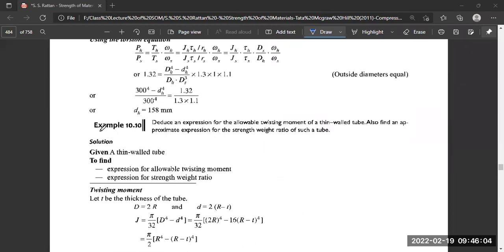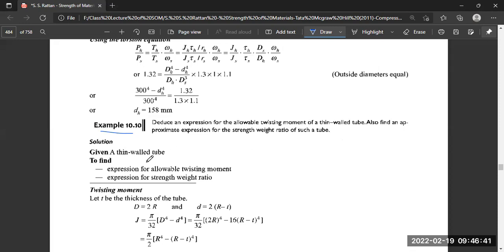The formulation of the problem is like this: derive an expression for the allowable twisting moment of a thin wall tube. Also find an approximate expression for the strength to weight ratio of such a tube. So we have a tube, meaning a hollow shaft. We want to find the allowable twisting moment, the maximum twisting moment it can carry for a given value of the shear stress, and an approximate expression for the strength to weight ratio of such a tube. What is the ratio between strength and weight of this tube that we are supposed to calculate?